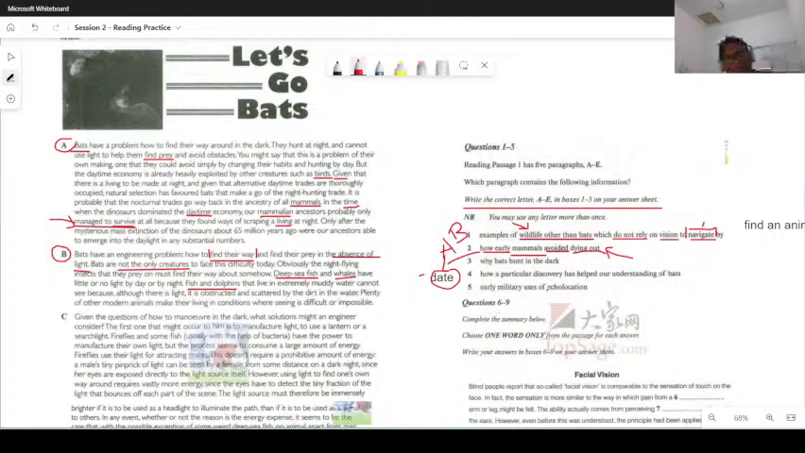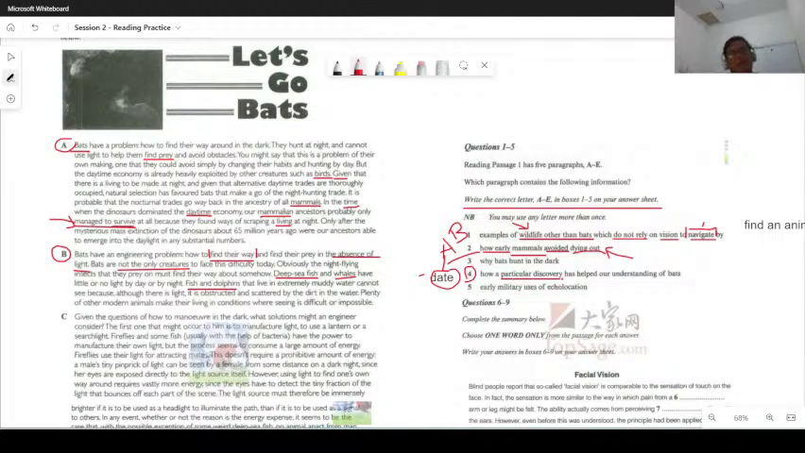And if we try to do another question just to make sure, let's do the question with a longer sentence. Question 4. So we go with how a particular discovery has helped our understanding of bats. Okay, so we are looking for a particular discovery.